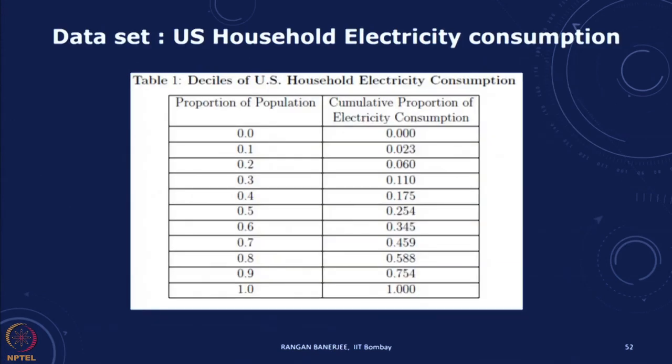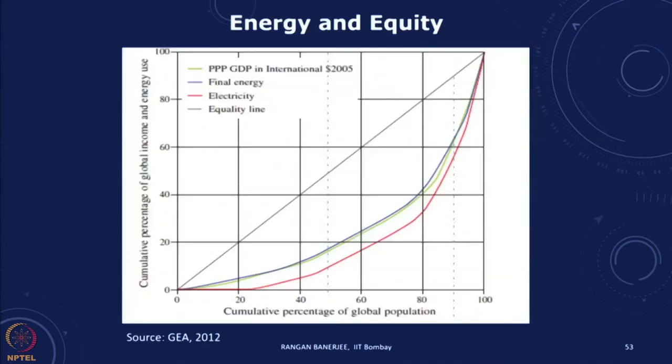So, just to give you an example, this data is from a paper on US household electricity consumption, and this gives you the cumulative proportion of population and the cumulative proportion of the electricity consumption. One can take this and plot it to draw the Lorentz curve, and you can also get the Gini coefficient from this.